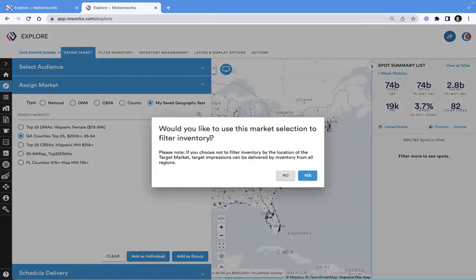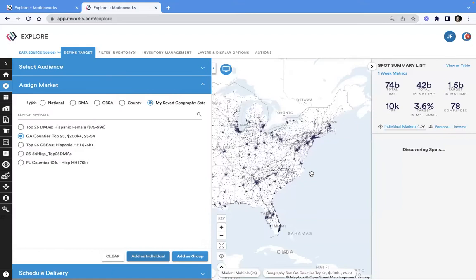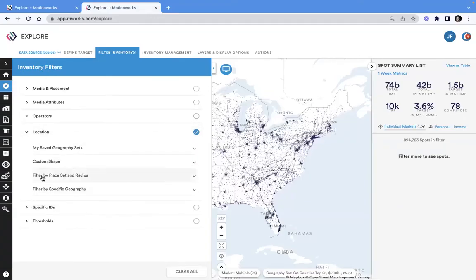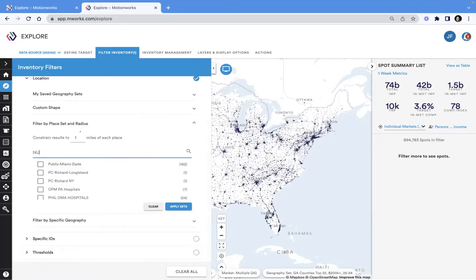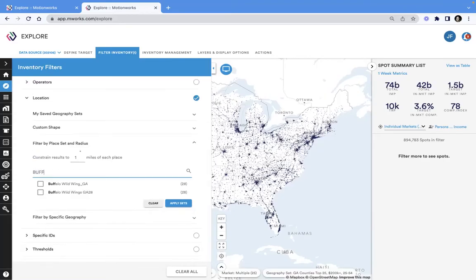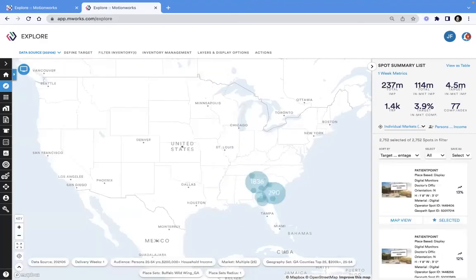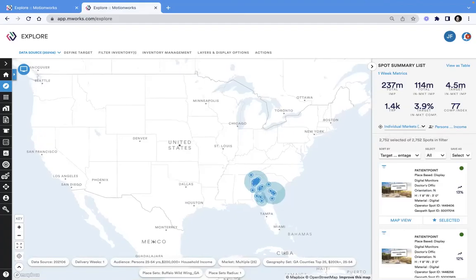And I can automatically use this not only to define my audience of where those people live, but the markets that the inventory is located in, as well as a location filter. As that's running, I can further refine that by looking at the place sets. I created a place set for those Buffalo Wild Wings. So I'm going to look at where the media is located, where my people are located, and the people that I actually want to reach. Most importantly is those persons 25 to 54 making over 200,000.